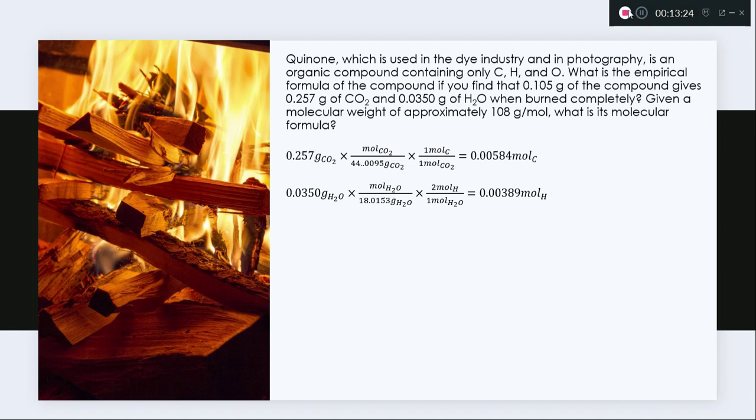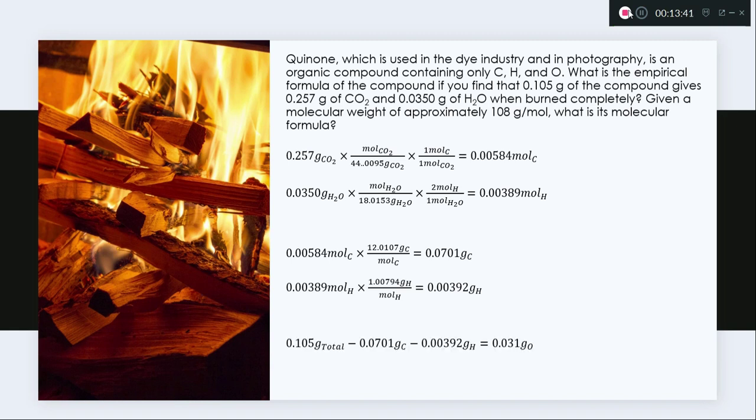I've got to worry about that oxygen now. So I'm going to take my moles of carbon, converted into grams, and my moles of hydrogen, converted into grams, by, in each case, multiplying times the atomic mass of carbon and the atomic mass of hydrogen, and find what the total grams of oxygen was by subtracting the grams of carbon and the grams of hydrogen from the grams of total. And I get 0.031.